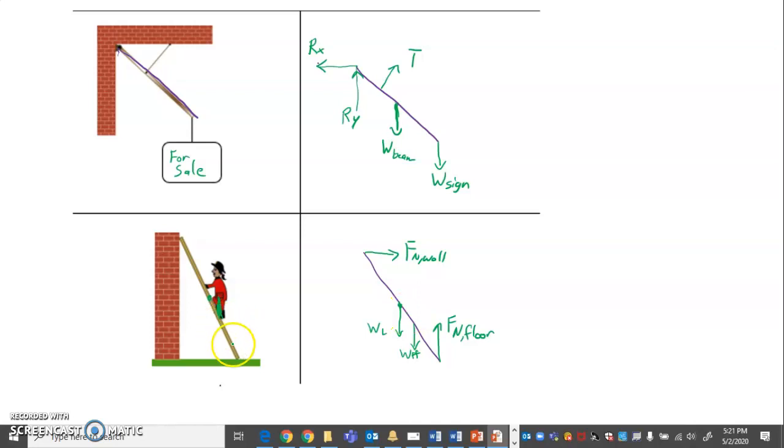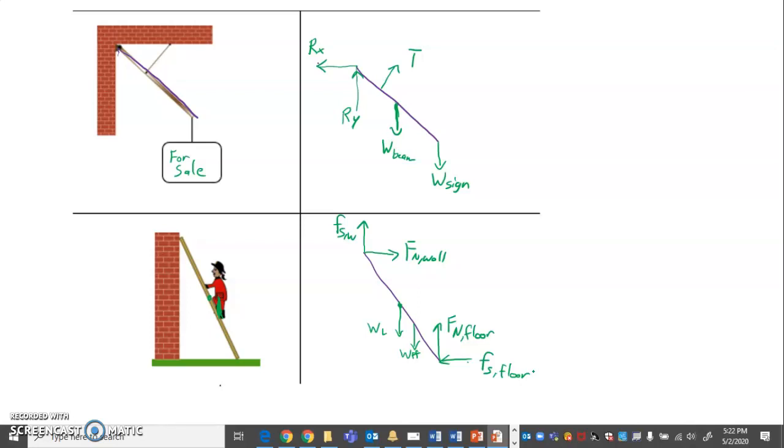And what do you think would stop this ladder from sliding? It would be friction. Which type of friction? Well, if the ladder's not moving, it's static friction. Same thing up here. Static friction. So we'll call that static friction from the wall, and call this static friction from the floor. All right, so that gives you several more examples of drawing rigid body free body diagrams.